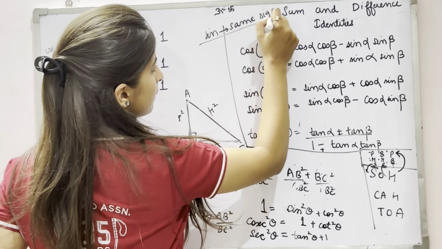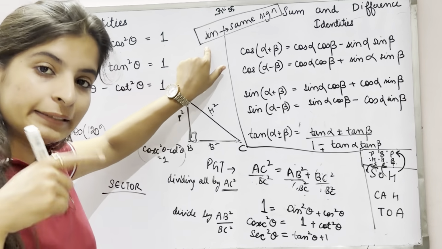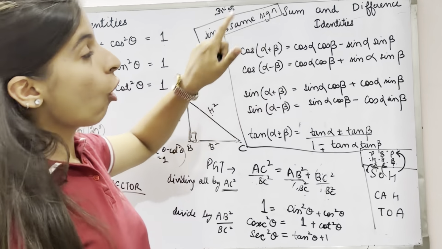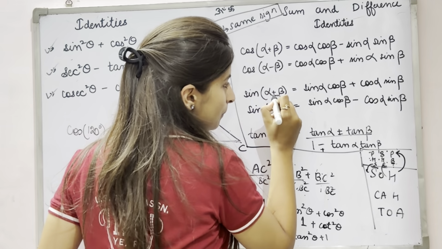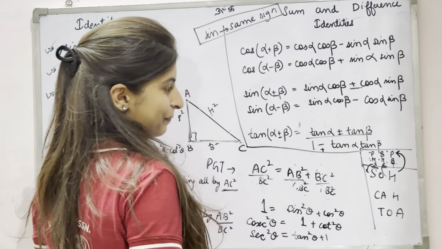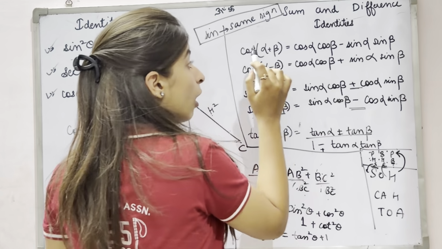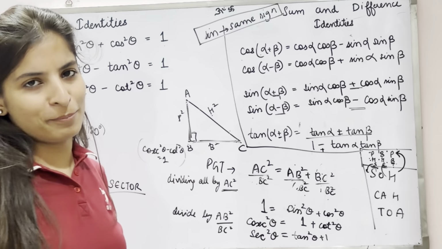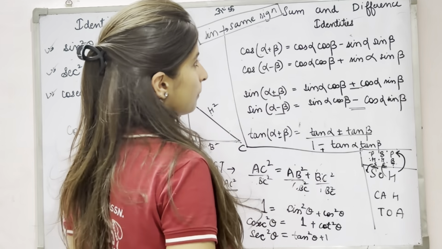I am writing it like this. Whenever you have sine theta, learn it like this: it follows the same sign. Sine of alpha plus beta will follow the sign. Sine of alpha minus beta will follow the sign. Cos of alpha plus beta will not follow the sign, so this is the opposite sign. Clear? Cos of alpha minus beta, opposite sign.